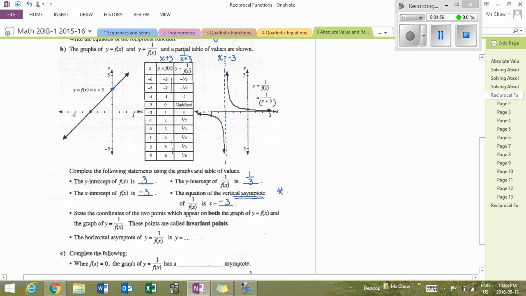So vertical asymptote here, x-intercept, and could there be more than one? Of course, if we're talking about the original function being a quadratic, then you may have two x-intercepts, in which case you'll have two vertical asymptotes. So where the x-intercepts are in the original function.